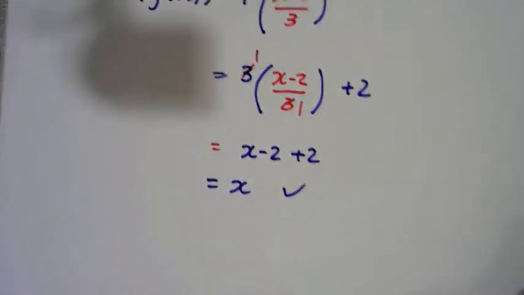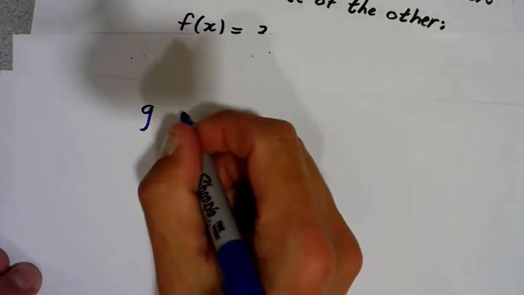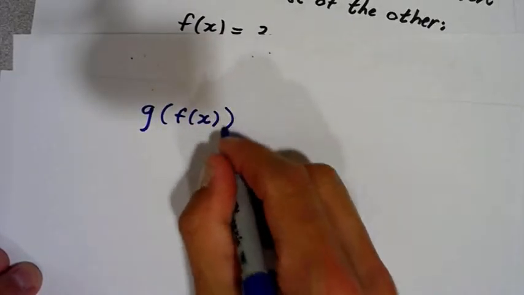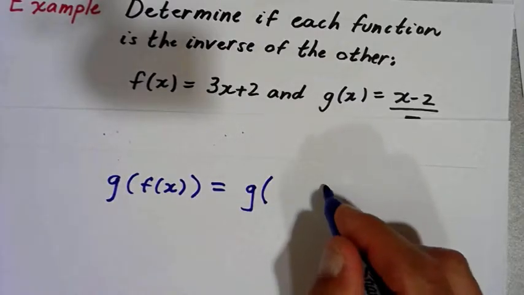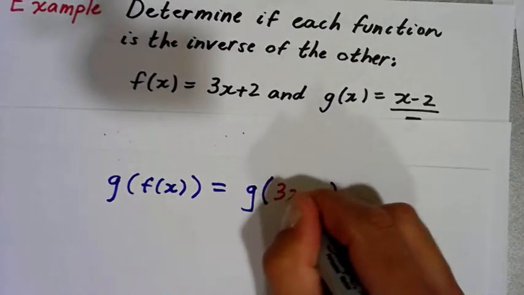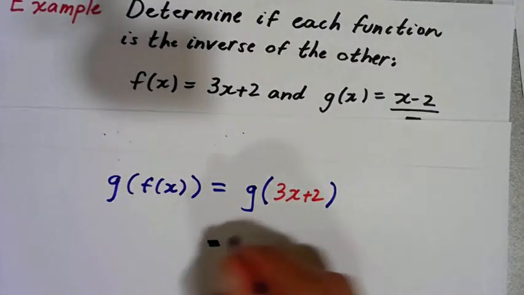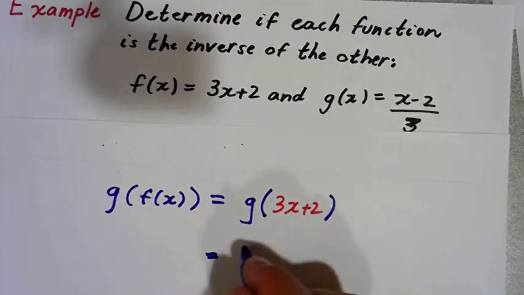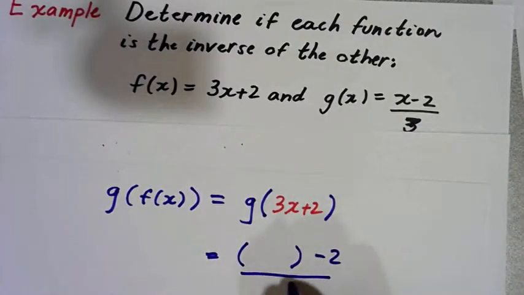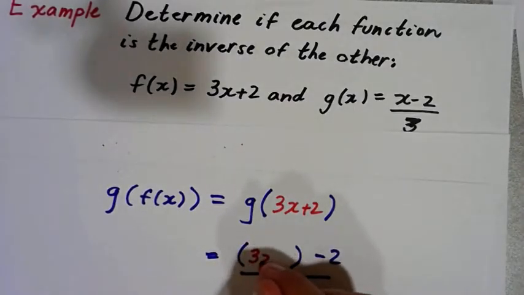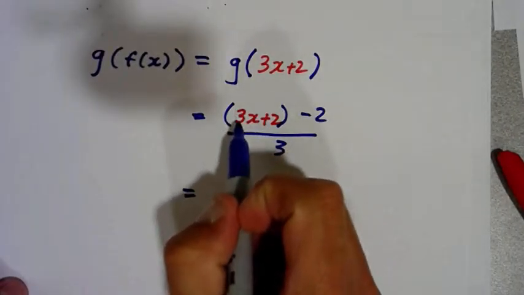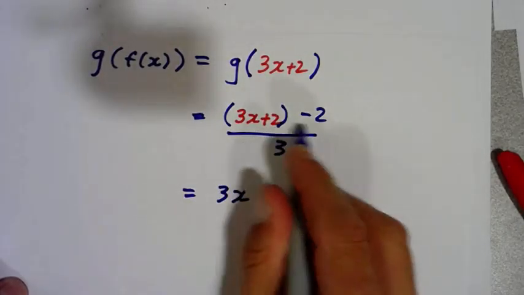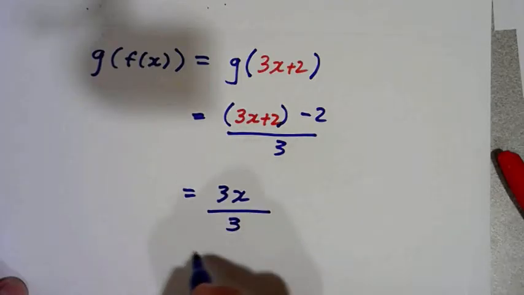Now let's do the second one, g of f of x. That's the other one we have to show. Let's put our functions back here. We know that f is 3x plus 2, so there's our substitution. G of x is x minus 2 over 3, so I'm going to rewrite that and plug in my new argument, 3x plus 2. The numerator simplifies into 3x, since 2 minus 2 is 0, so we have 3x over 3, which is equal to x.